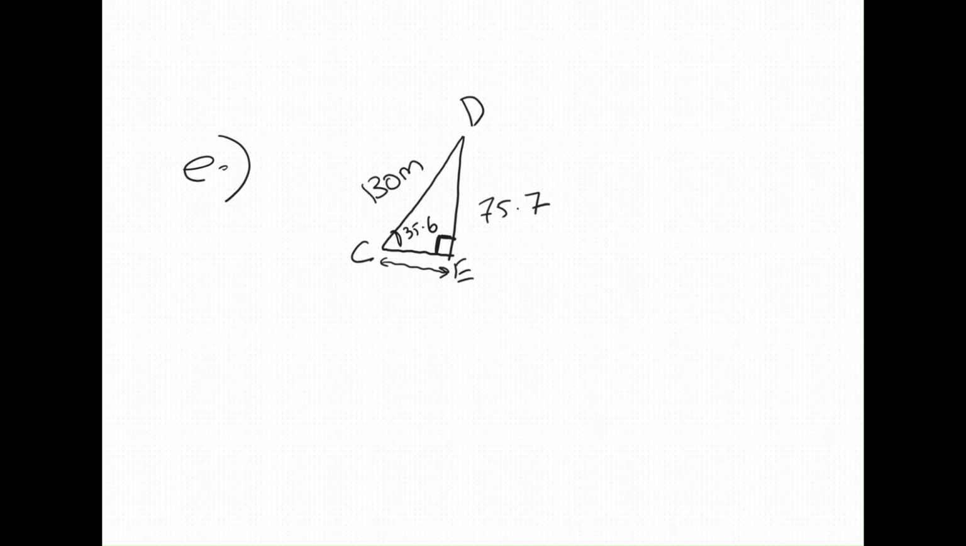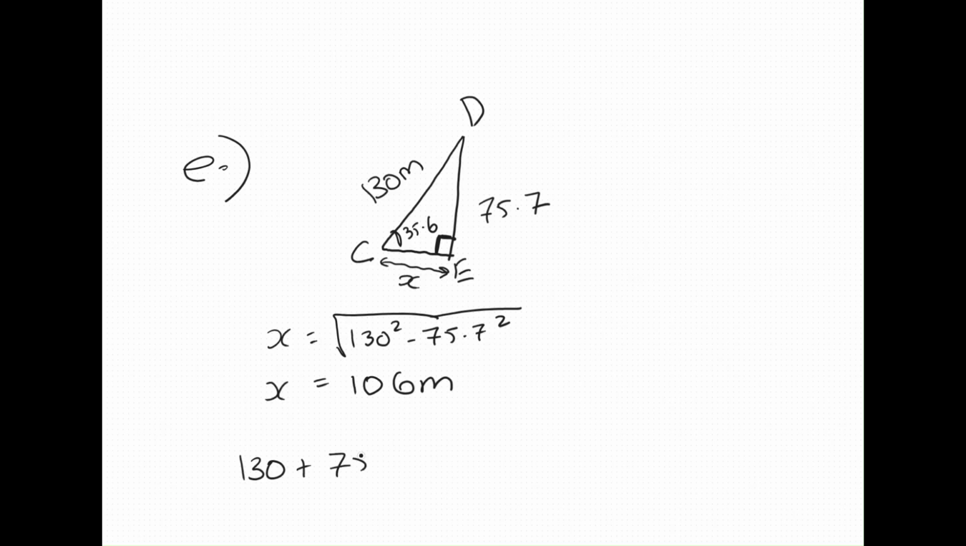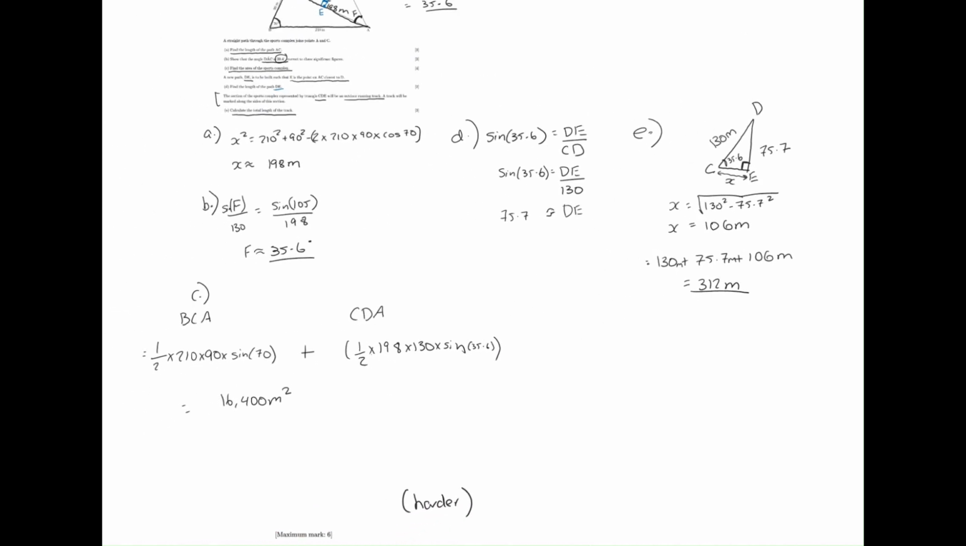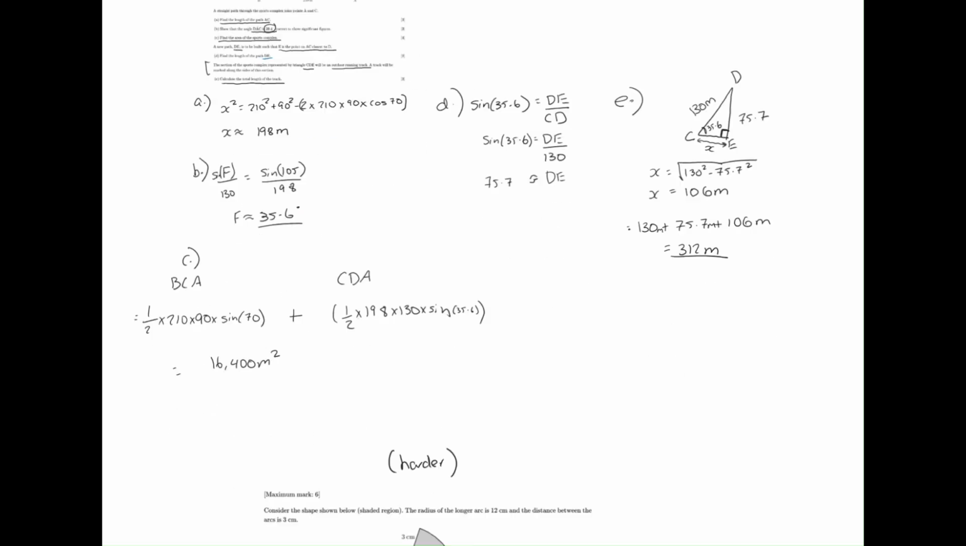And you know it's a right angle triangle, so you'd have to do, you can call this x. So x equals the square root of 130 squared minus 75.7 squared. Doing that, we get CE is roughly equal to 106 meters. All you'd have to do is add these up together, 130 plus 106 plus 76, which altogether gives you 312 meters. So this is clear, and these are all the answers for that question.